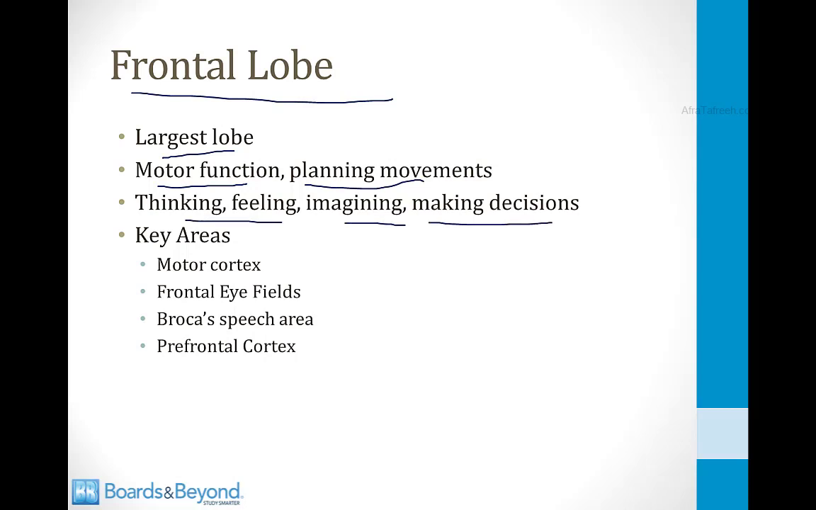There are some key areas that you should know about. The first one is the motor cortex, which we'll talk about in a minute. The frontal lobe contains the frontal eye fields. It contains Broca's speech area, and it contains an area called the prefrontal cortex.